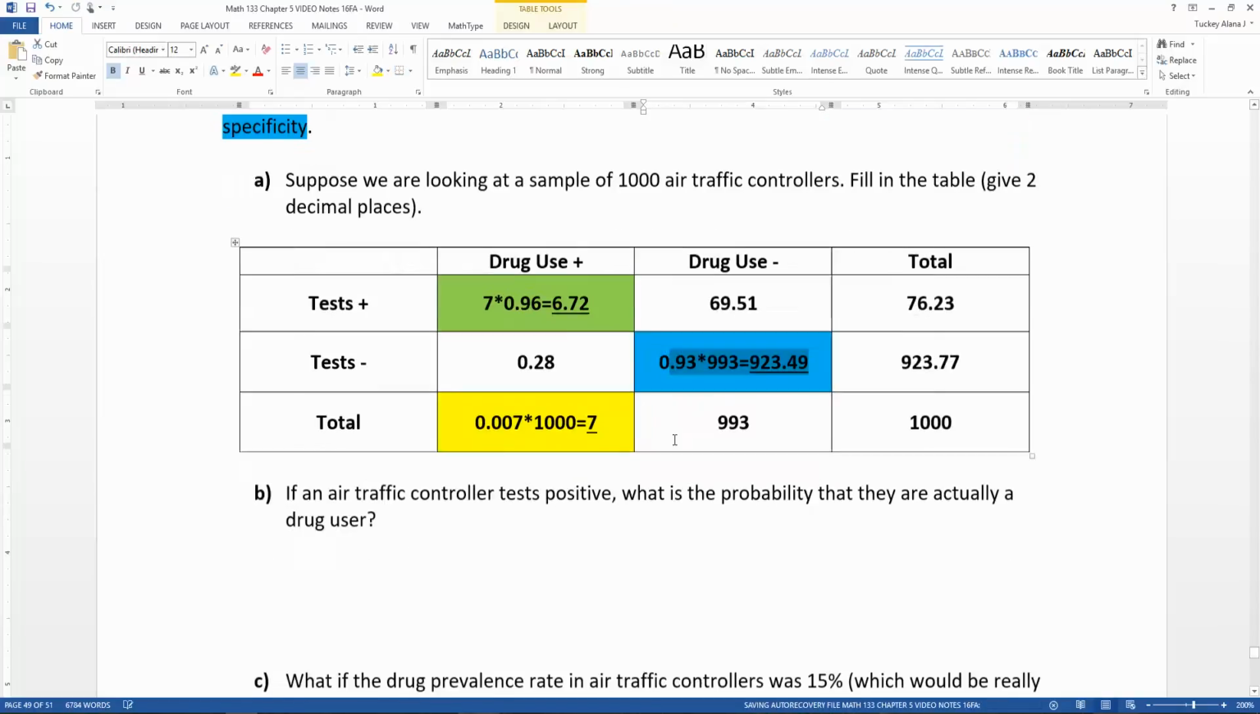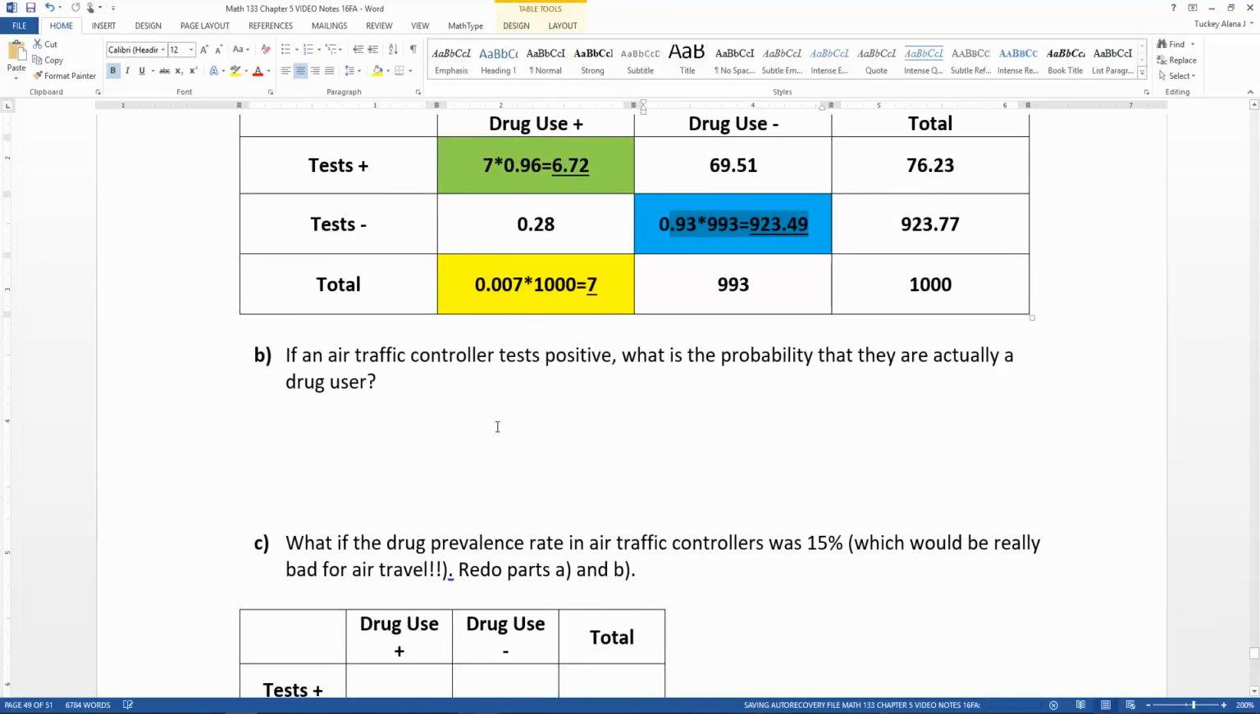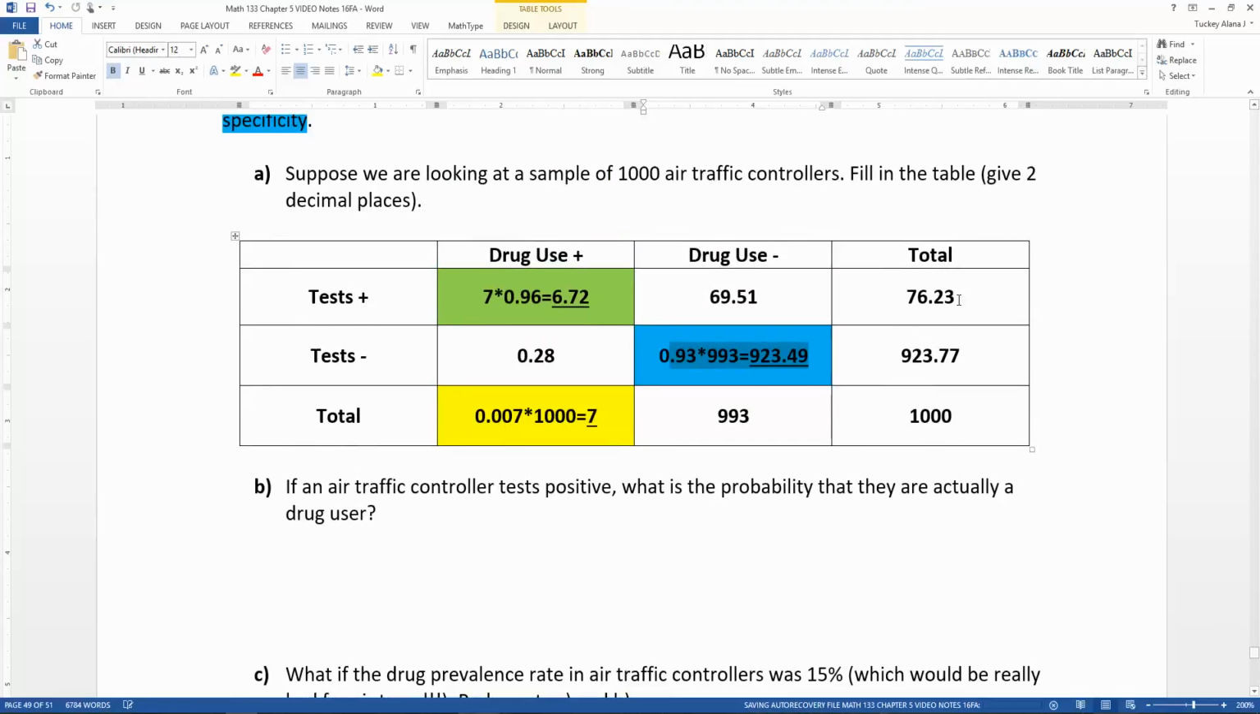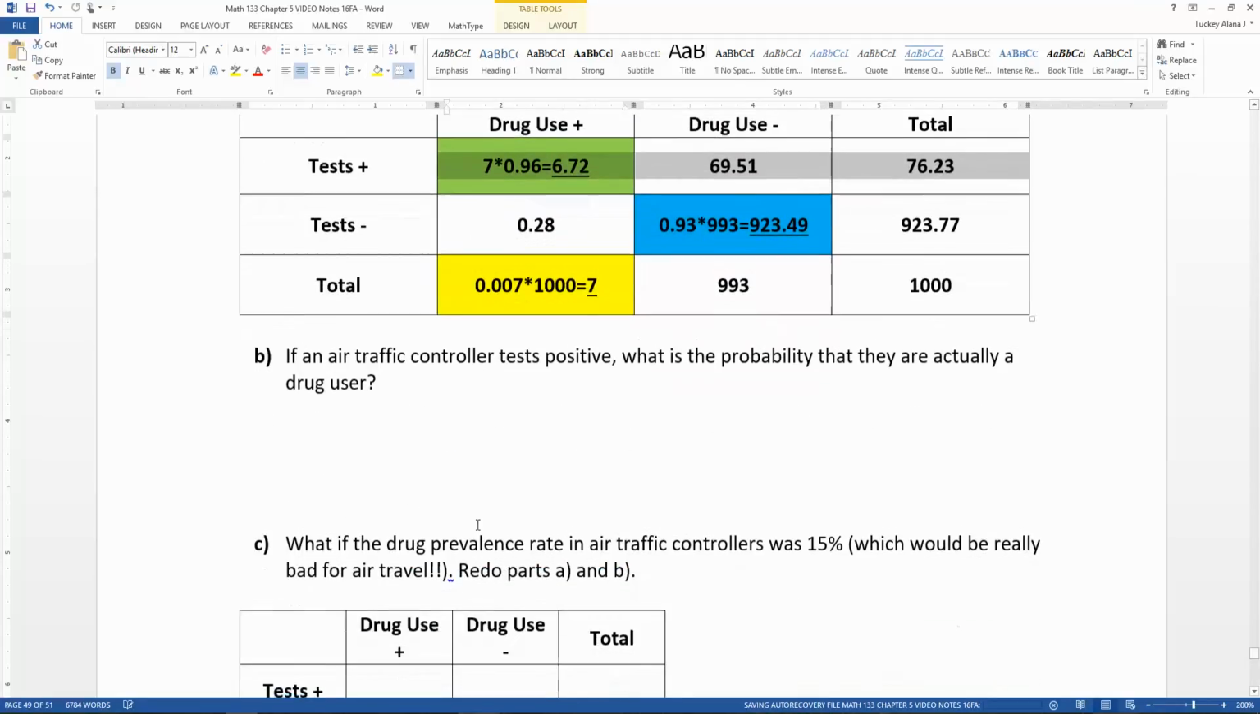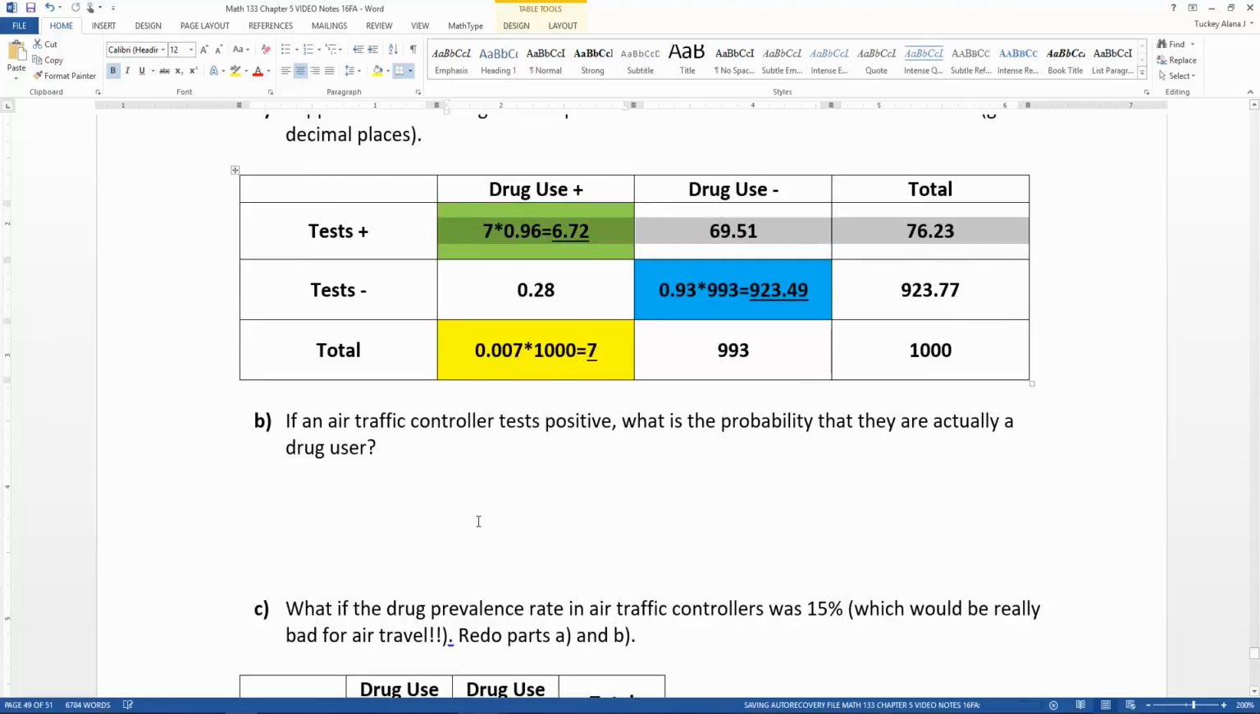Now, here comes the fun part. If an air traffic controller tests positive, well, that'd be this row right here. If they test positive, what is the probability that they actually are a drug user? They tested positive for drugs. What are the chances that they truly are a positive?